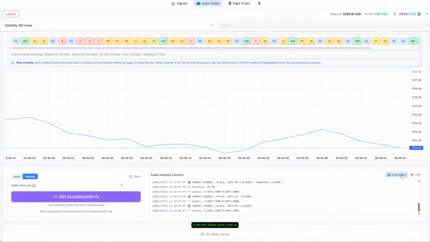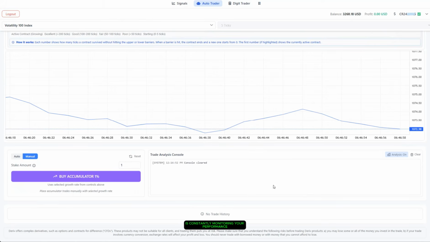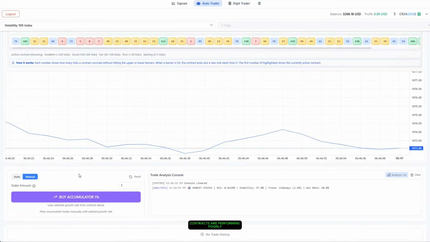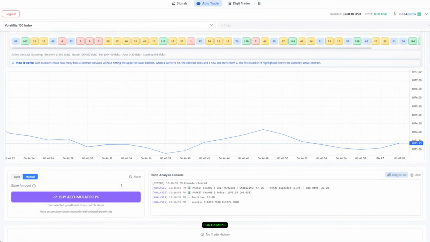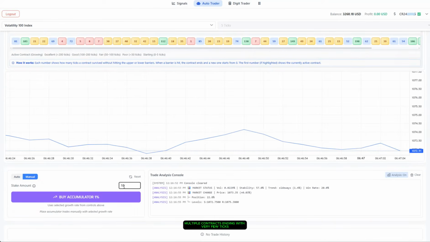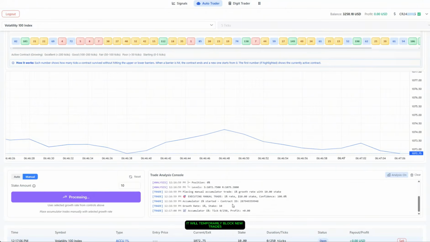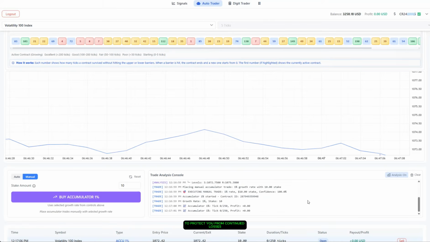Our pattern analysis AI is constantly monitoring your performance. If it detects that your recent contracts are performing poorly, for example, multiple contracts ending with very few ticks, it will temporarily block new trades to protect you from continued losses.